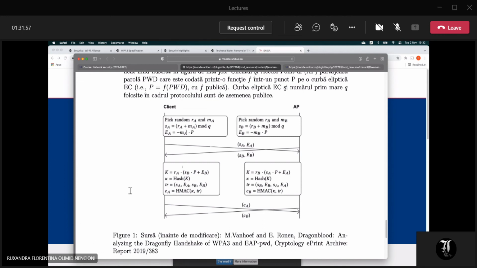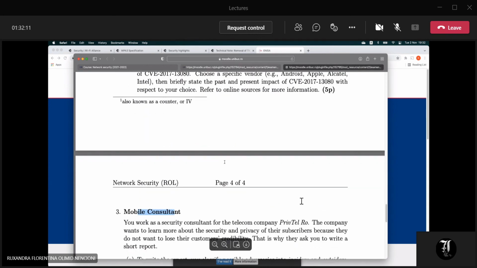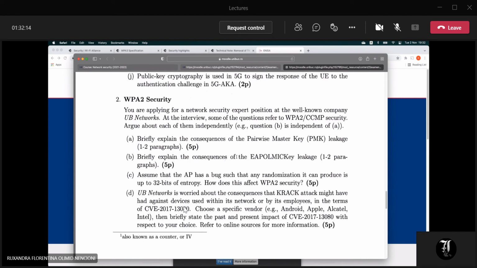It can even be something that you are supposed to understand by searching or doing a little bit of research. For example, in last year's exam, we were talking about the KRACK attack and the consequences it might have in the network. It's a specific vulnerability, so I expect you to know how to go online and search: okay, this is CVE-2017-13080. Oh, it's this specific type of vulnerability.